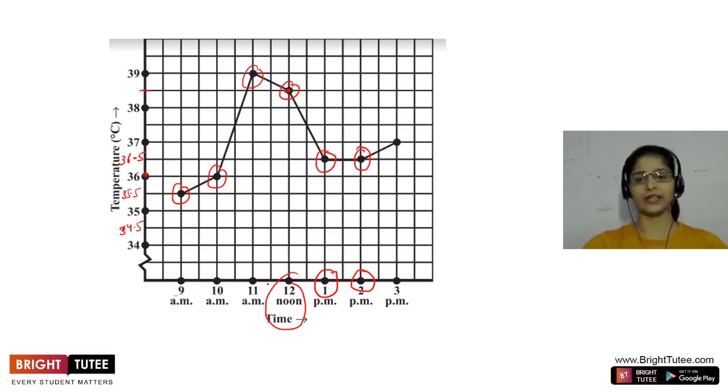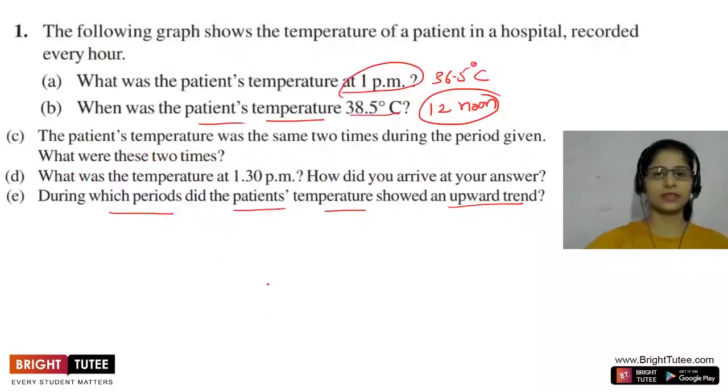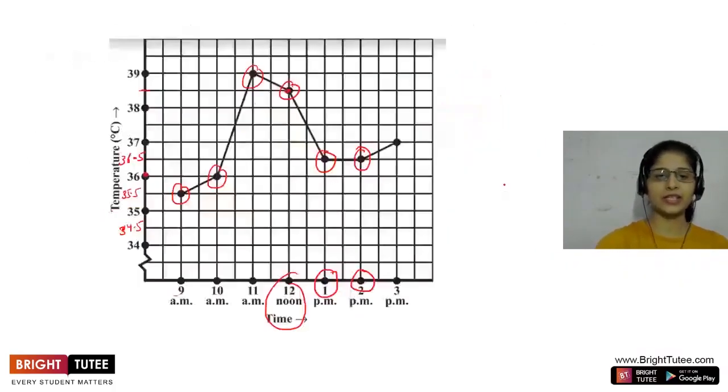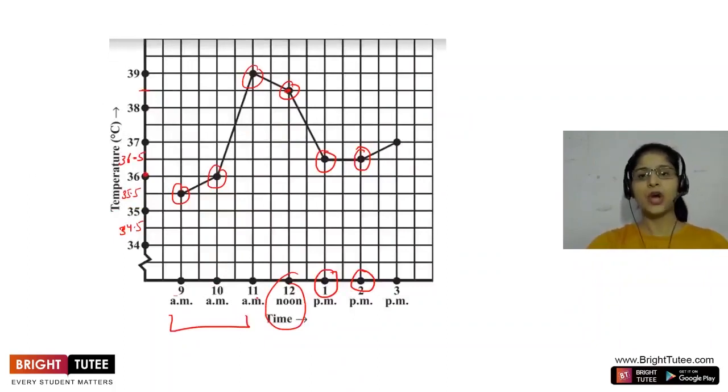Clear? 9 to 11. Also, if we observe, we have to tell the upward trend. So 9 to 11 definitely it will be there. 9 a.m. to 11 a.m. Also, just to see, from 1 to 2 it is constant, and from 2 to 3 it is again increasing. So from 2 to 3 also we can say there is an upward trend.